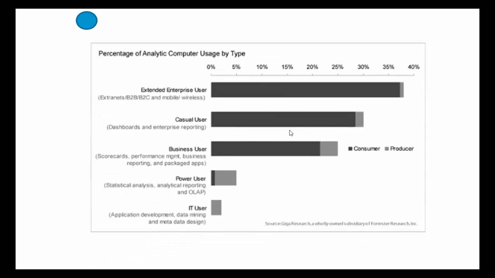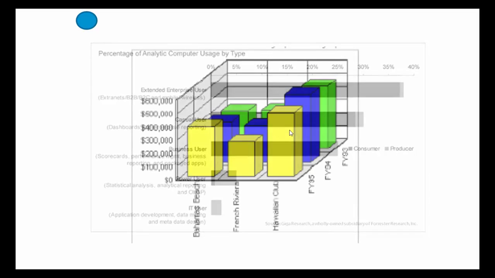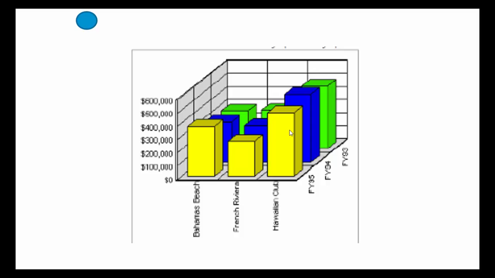And we could easily have used a stacked chart to display this data. So we have percentages displayed on our numeric x-axis, and then our category y-axis. We can see that extending enterprise users and the consumer is the highest, and the lowest producer is the IT user on the bottom. And then we have our 3D column chart.